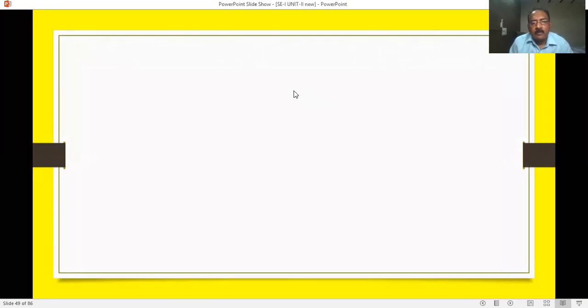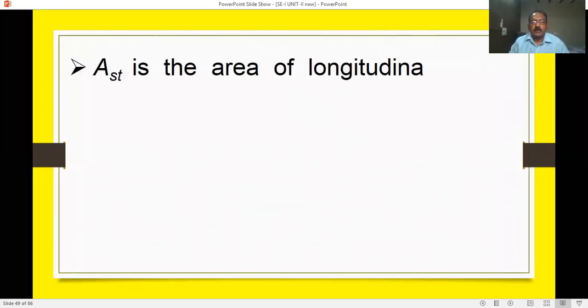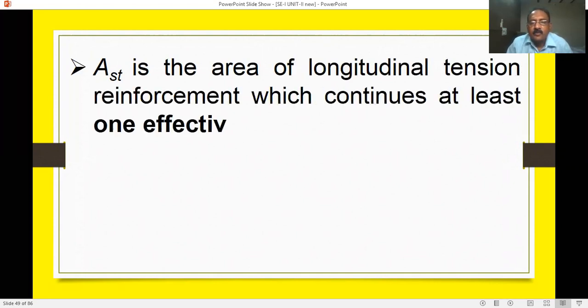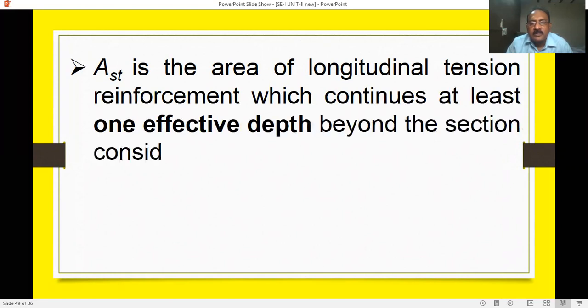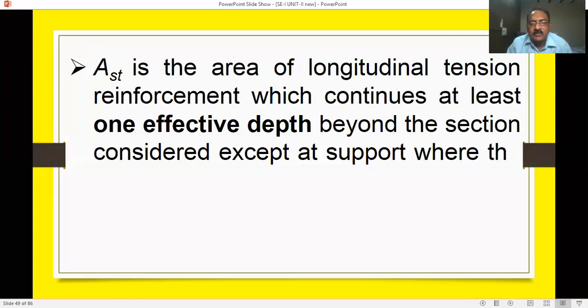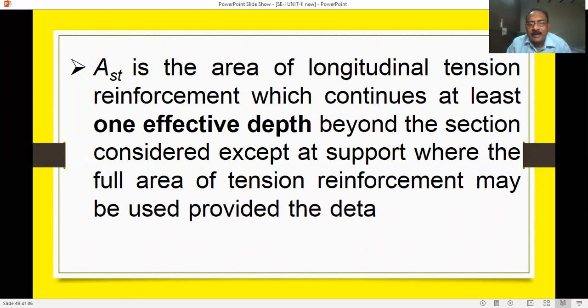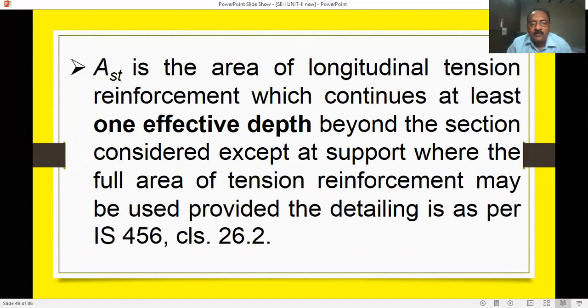See, next table will see maximum reinforcement. Here AST is the longitudinal tensile reinforcement which continues at least one effective depth behind the section considered, except at support where the full area of tension reinforcement may be used, as per IS 456 clause 26.2.2 and 26.2.3. You verify immediately.